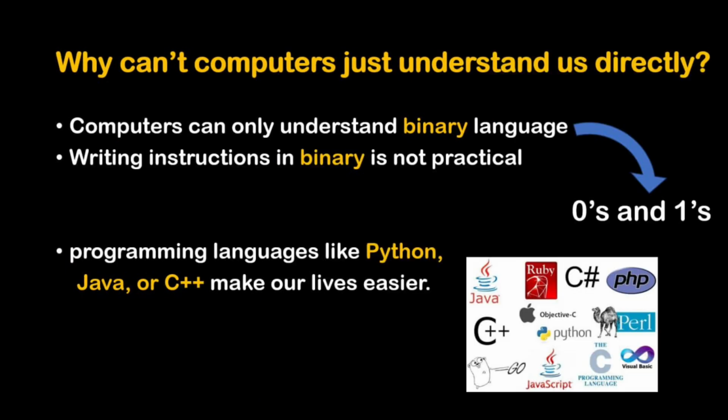Why can't computers just understand us directly? Computers can only understand binary language, a series of ones and zeros. Writing instructions in binary is not practical because it's complex. So, programming languages like Python, Java, C++ make our lives easier. They allow us to write instructions in a way closer to how humans think while being understood by computers.